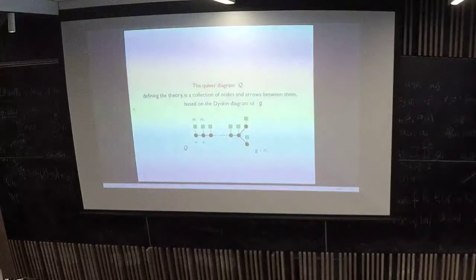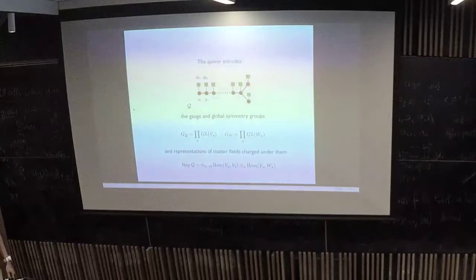So the quiver encodes the gauge and global symmetry groups, and representations of the matter fields that are charged on them in the usual way. This is probably familiar to most. Now, which quiver should we take?